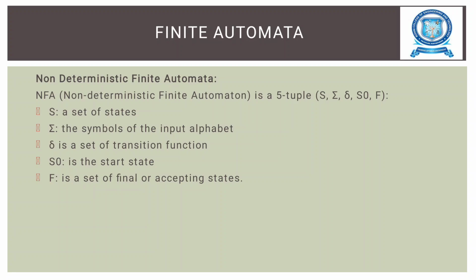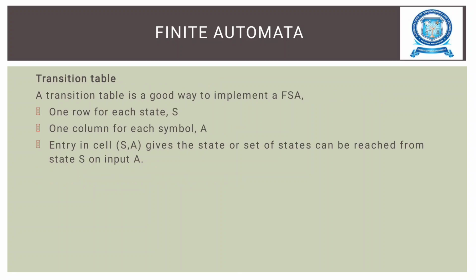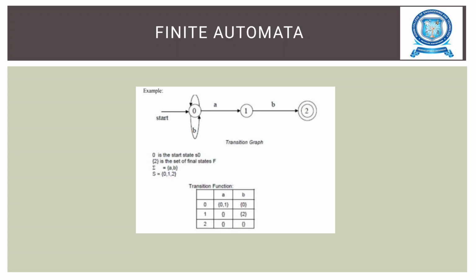But what is the main difference between the NFA and DFA? In a DFA, each state has a single transition for a single input, but in an NFA there can be more transitions for a single input. In a DFA, if an input A transfers from one state to another state, it has only one transition. In an NFA, on A you can move to more than one state. This is the difference between the NFA and DFA.